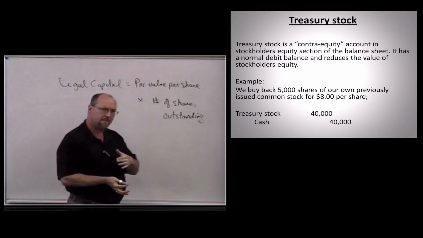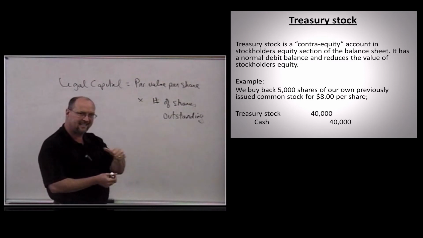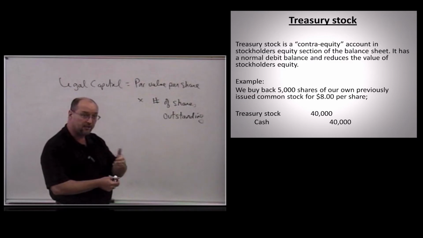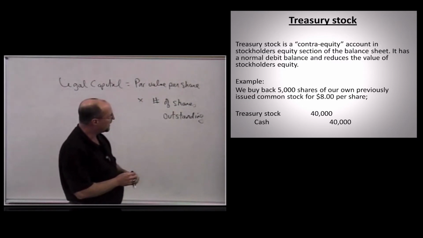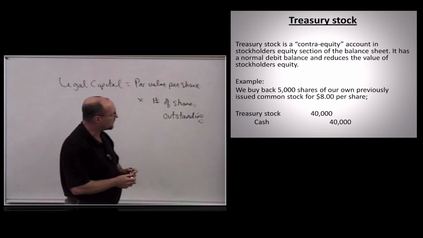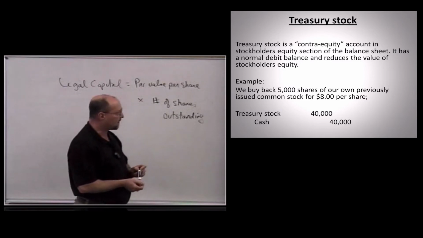Contra means opposite. If equity has a normal credit balance, then a contra equity account is going to have a debit balance. Okay, Treasury Stock is a contra equity account. It has a normal debit balance. Okay, we find it in the stockholders' equity section, and it reduces the value of stockholders' equity.